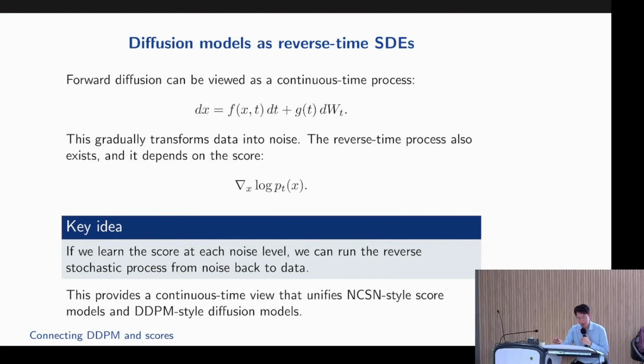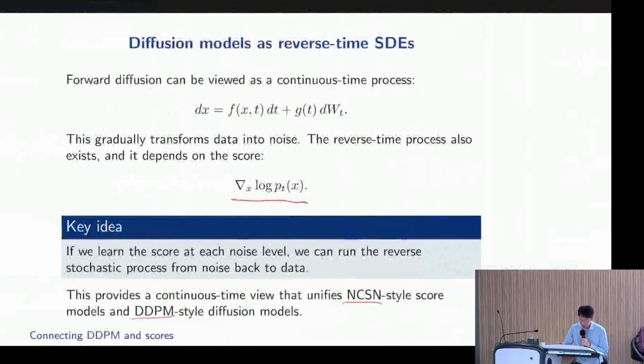Forward diffusion can be viewed as a continuous-time process. This gradually transforms data into noise, and a reverse-time process also exists. It depends on the score function that we talked about. I'm not going to go into much detail, but the idea is if we learn the score at each noise level, then we can run the reverse stochastic process from noise back to the data. So this provides a continuous-time view that unifies NCSN with DDPM-style diffusion models.